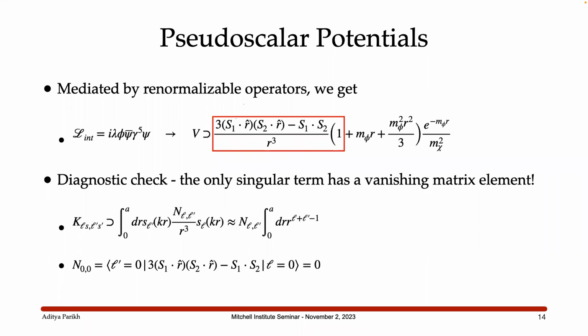Essentially, if you just plug it into your diagnostic, you end up finding that the integral scales like r to the L plus L prime minus 1. So for L and L prime equals 0, that's going to be a state that's going to cause us problems. Surprisingly, if you actually evaluate the matrix element for that operator between those states, it vanishes. So the only problematic state that we had is killed off entirely by this operator structure.